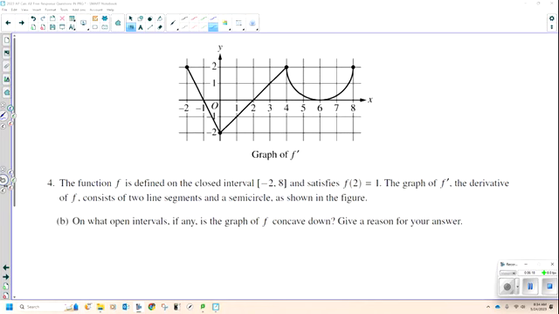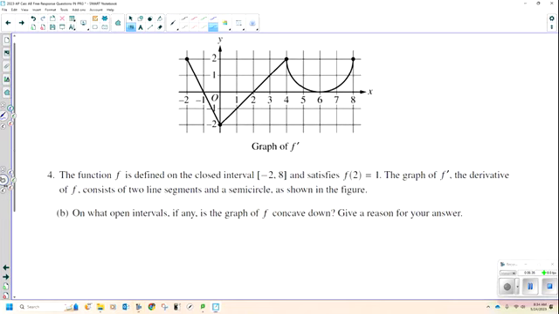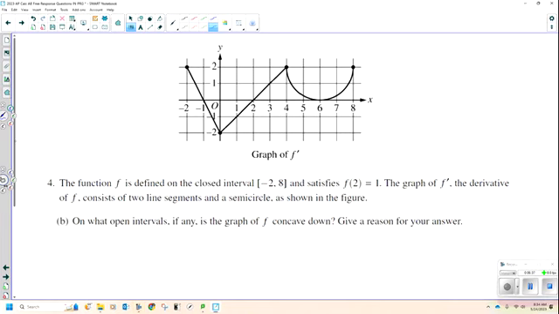4b asks, on what open intervals, if any, is the graph of f concave down? Give a reason for your answer. Again, let's process some things here. We have the graph of the first derivative, so y equals the first derivative of x. That's what we have. If we look down here on 4b, it's where we're concave down.